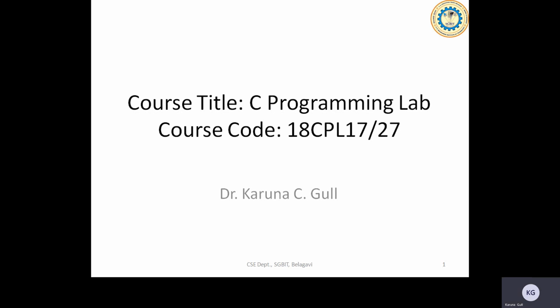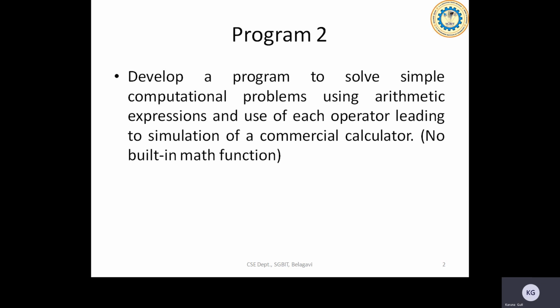Today we'll be talking about the C Lab and we'll discuss program 2, that is the commercial calculator. Write a C program which will act as a commercial calculator. The definition of program 2 goes like this: develop a program to solve simple computational problems using arithmetic expressions and use of each operator, leading to simulation of a commercial calculator. In this case, you are not supposed to use any built-in mathematical functions.